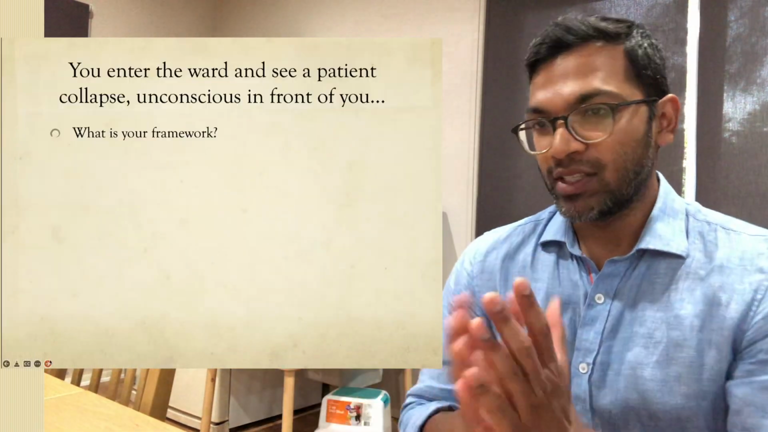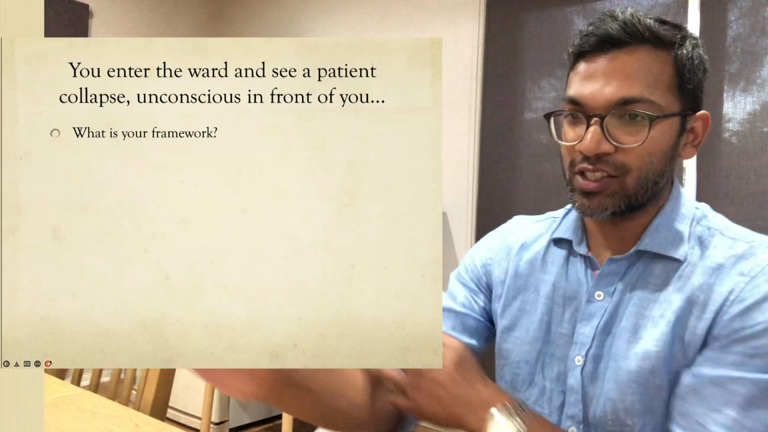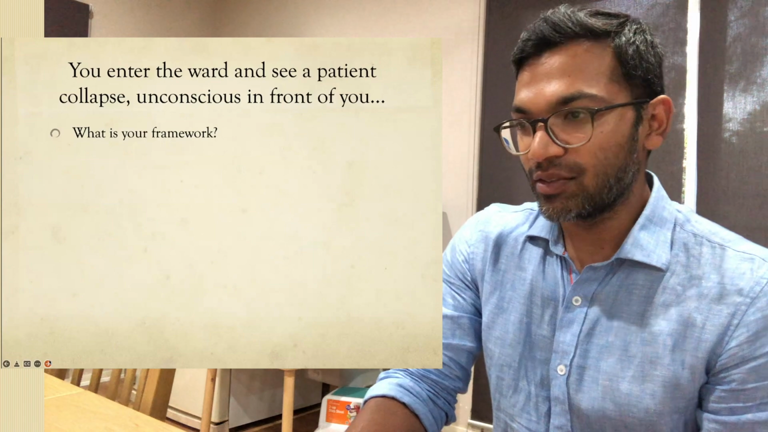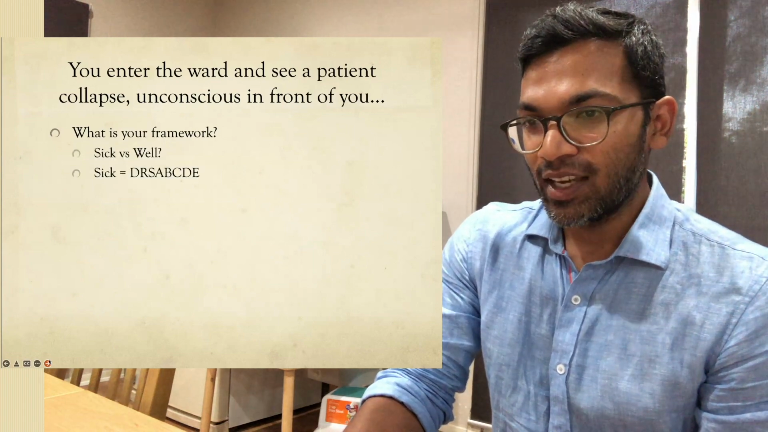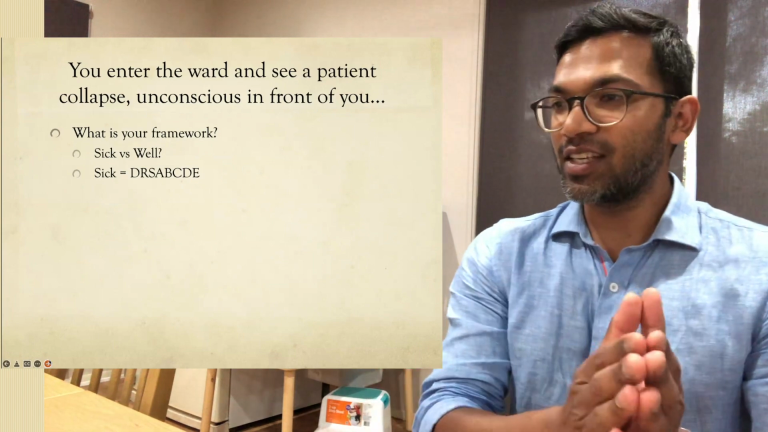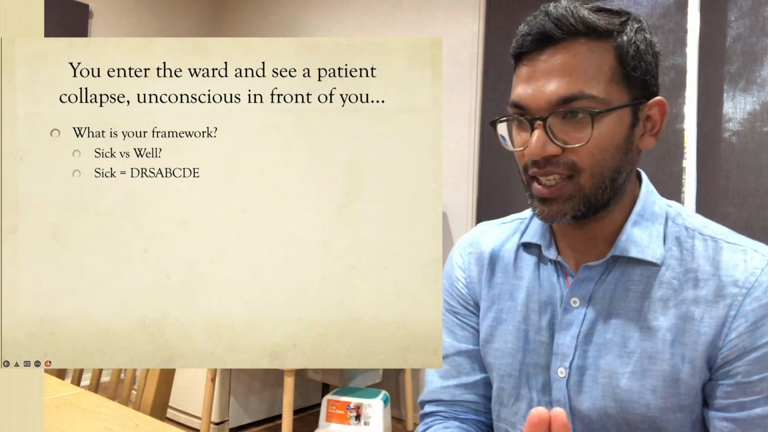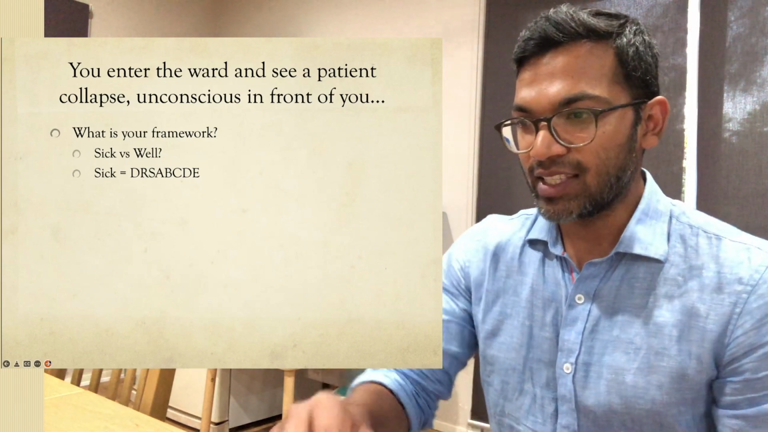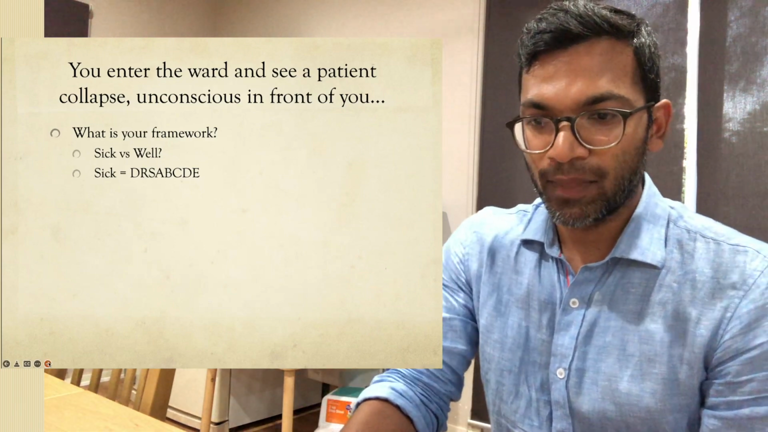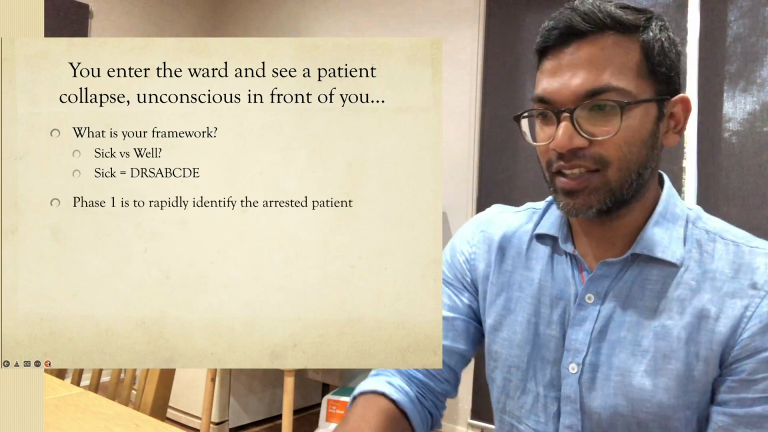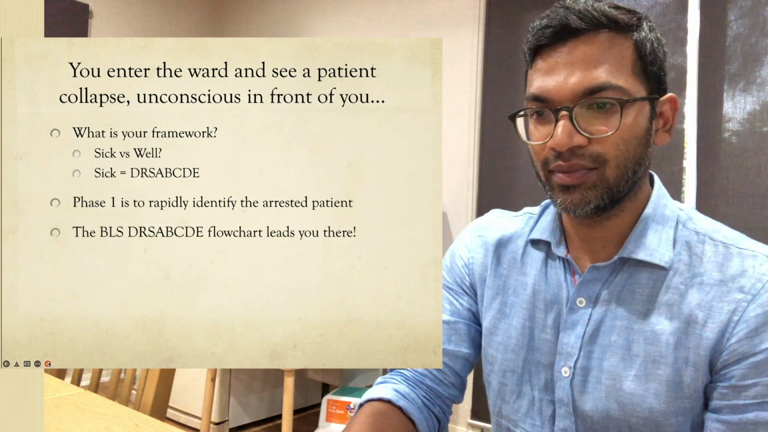Now you enter a ward and see a patient collapse unconscious in front of you. So what is your framework there? Now, this is really quite straightforward because it really is that sick versus well framework. So, if the patient is sick, we go straight to doctors A, B, C, D, E. But if the patient is well, that's when you can do your history, examination, investigation framework. So phase 1 is really to rapidly identify that arrested patient.